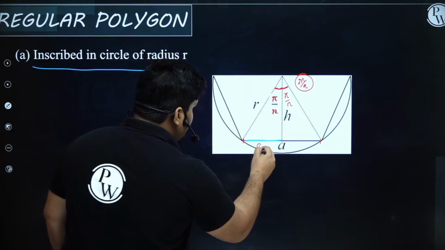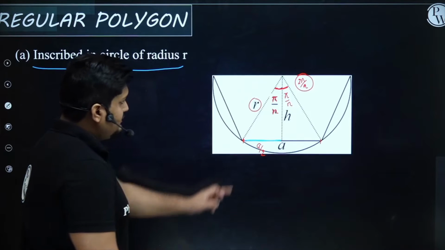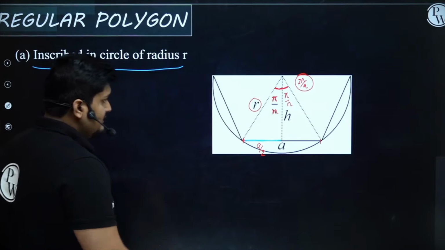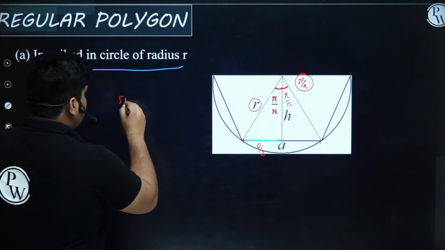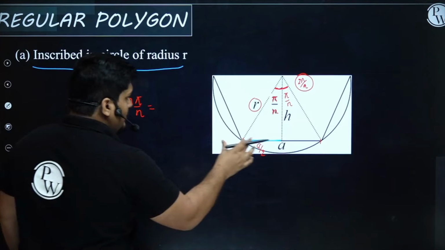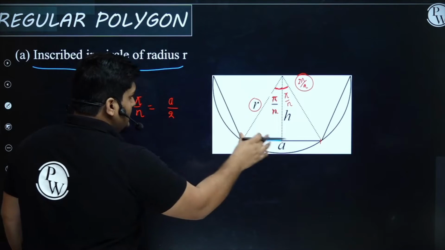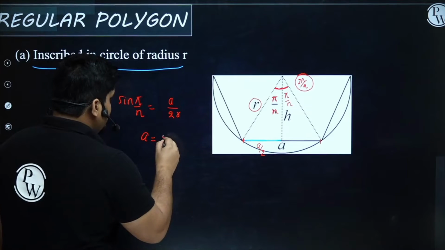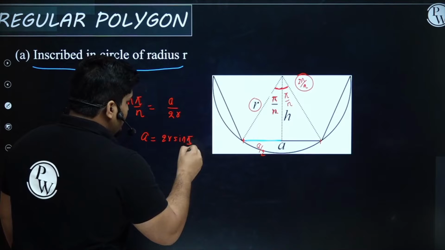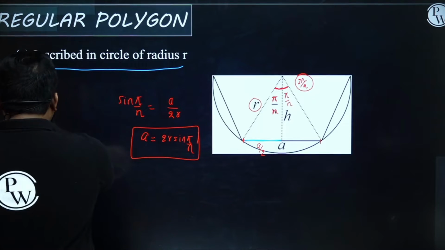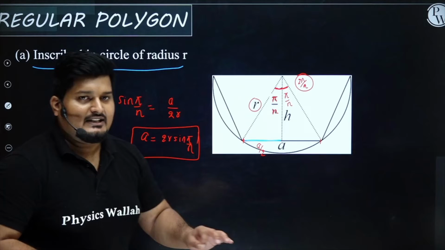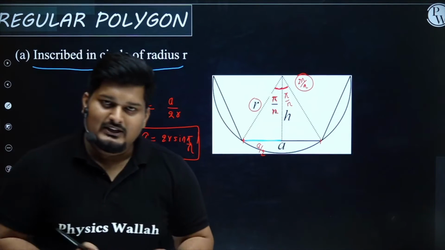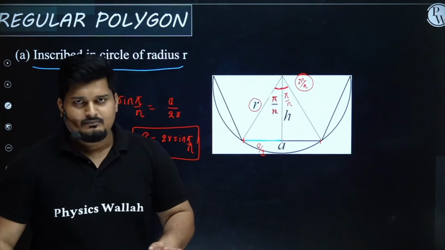So this length is a by 2, and this is the radius of that circumcircle. The polygon is inscribed, so we can find the side. What is sine pi by n here? Sine theta will be equal to perpendicular, which is a by 2, over hypotenuse, which is r. So what is that side a? It is 2r times sine pi by n. This section is so easy that even if you forget the result, it takes seconds to derive. So I'm not going to emphasize that you must remember it. If you forget it, it will take seconds to derive. But it's better if you remember.